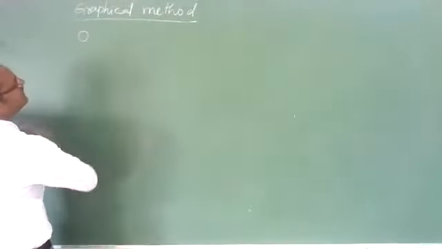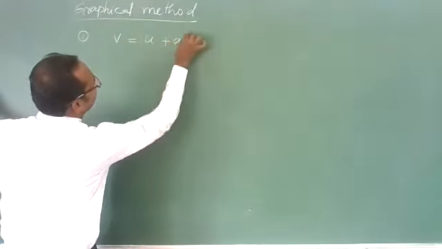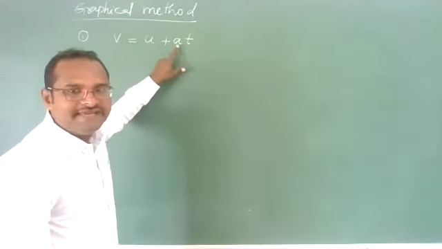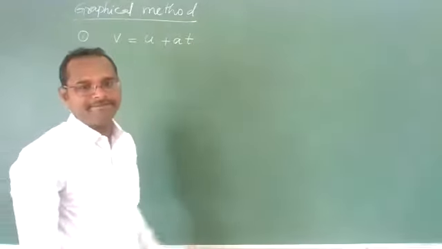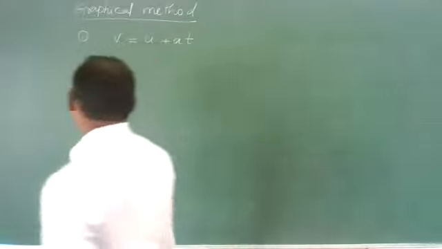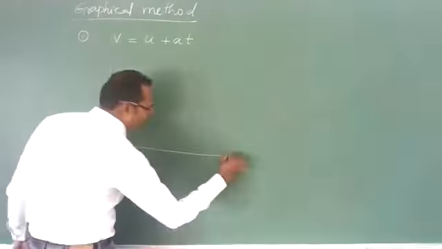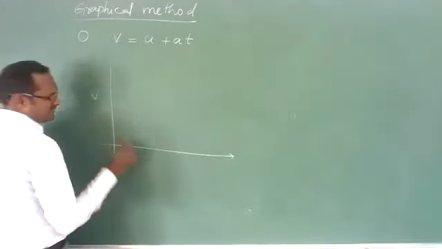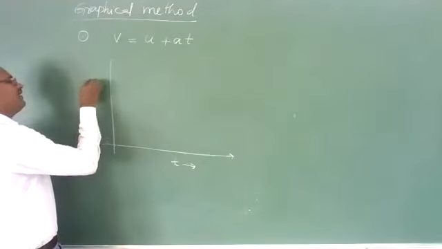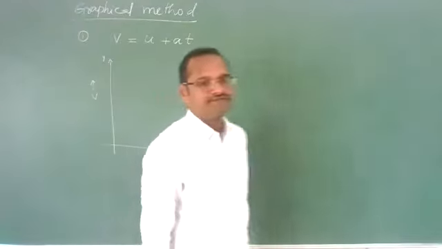The first equation is v = u + at. v is the final velocity, u is the initial velocity, a is the acceleration, and t is the time. Now let us use a graph to derive this equation. I am taking a graph of velocity versus time, with time on the x-axis and velocity on the y-axis.